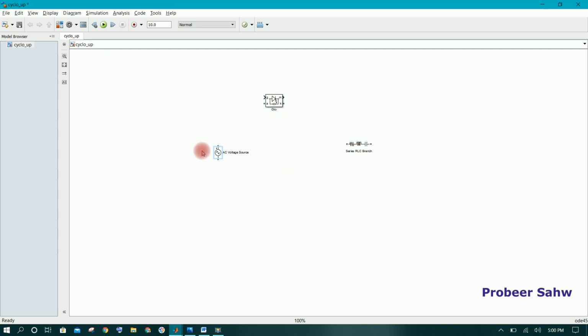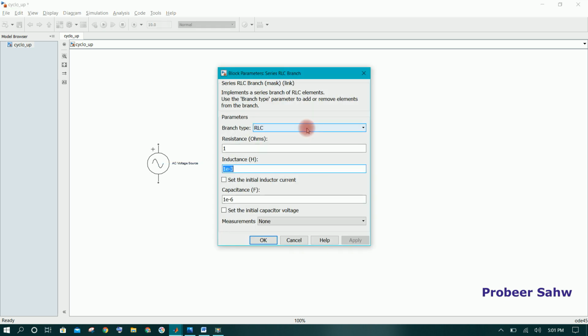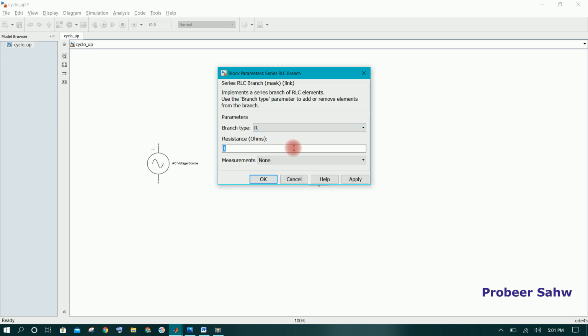So we have a source, we have load, for simplicity, as our prime aim is to understand the operation of the circuit, let us make this load only R type, and let's say it is of 10 ohms.